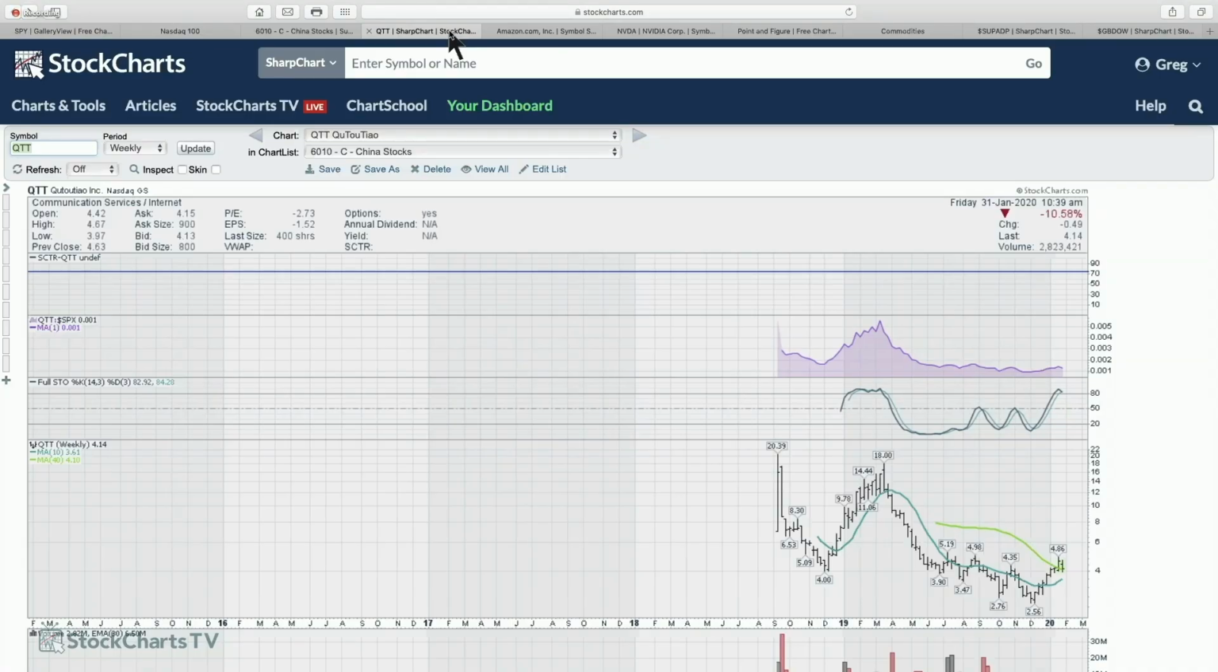Back, and the chart that I was on when we left was a China stock, and we were talking about coronavirus. But what I want to talk about now is a new tool that's available on Stock Charts, and it's literally available this morning.